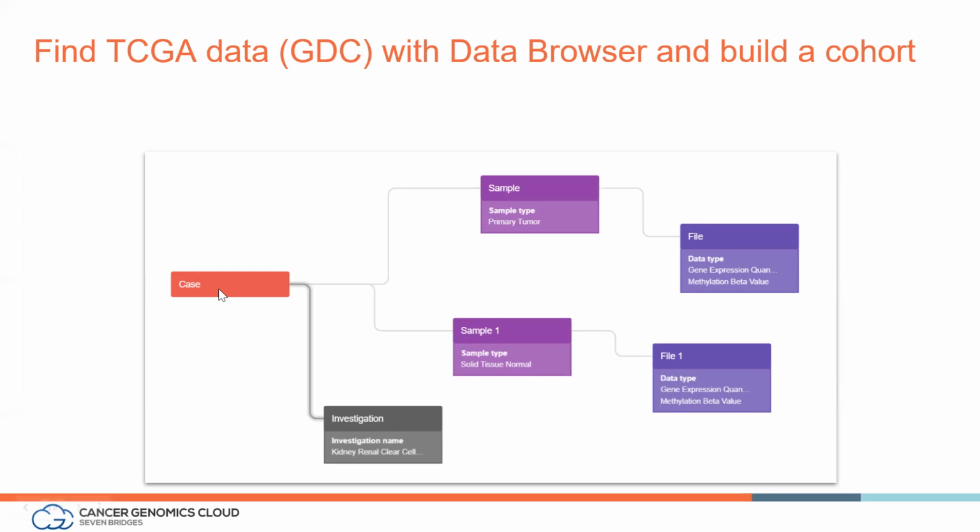It's a visual query. So you can start with all approximately 11,000 plus cases and filter through the kidney cancer investigation. And then you can find samples, in this case, primary tumor, which matches the solid tissue normal, and then different types of data types. So the theme is different multi-omics data types. So here we can find gene expression quantification and methylation beta value.